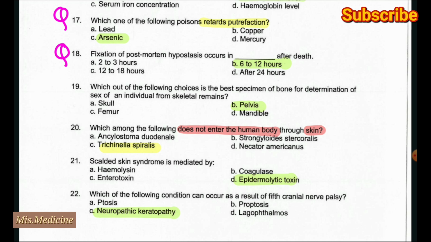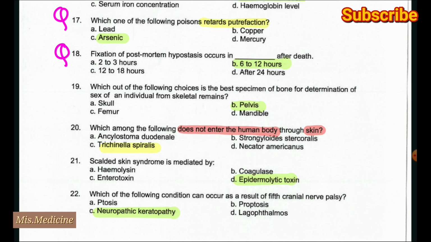18th question is, fixation of postmortem hypostasis occurs in 6 to 12 hours after death. Next question is, which of the following is the best specimen of bone for determination of sex of an individual from skeletal remains? Pelvis. Next question, which among the following does not enter the human body through skin? Trichinella spiralis. 21st question is, SSS syndrome, which is staphylococcal scalded skin syndrome, is mediated by epidermolytic toxin.